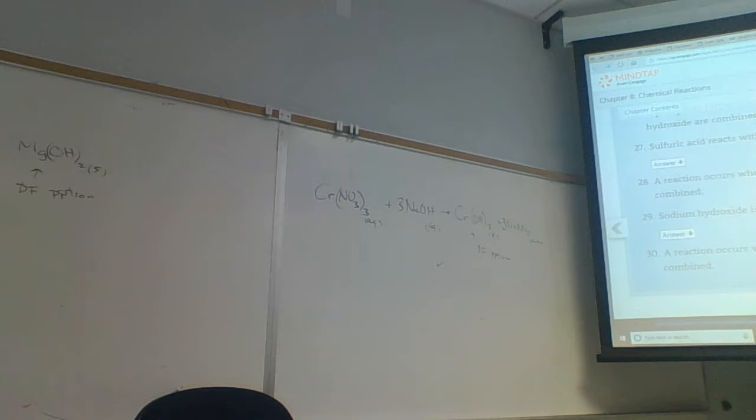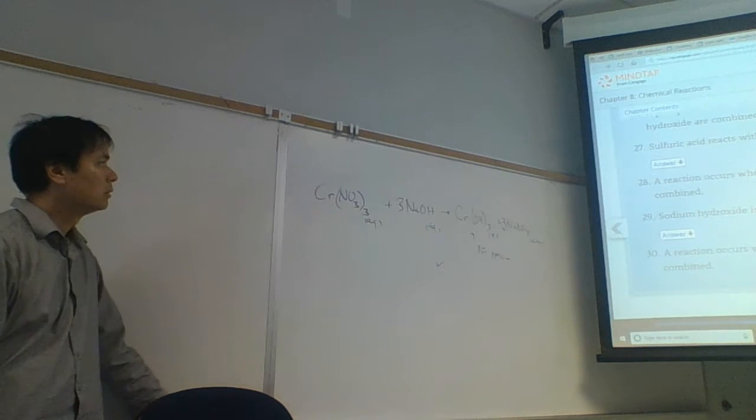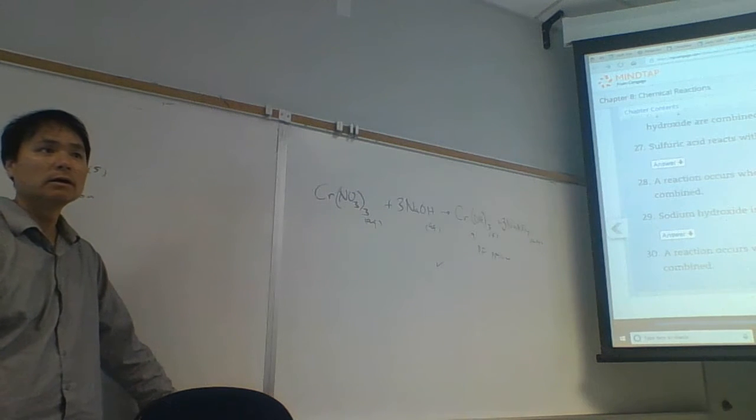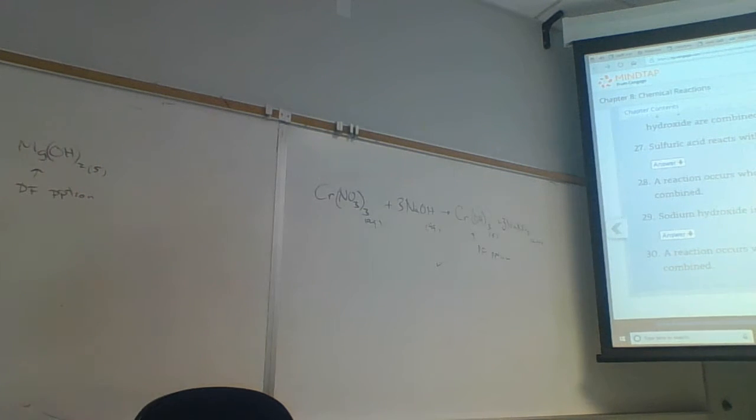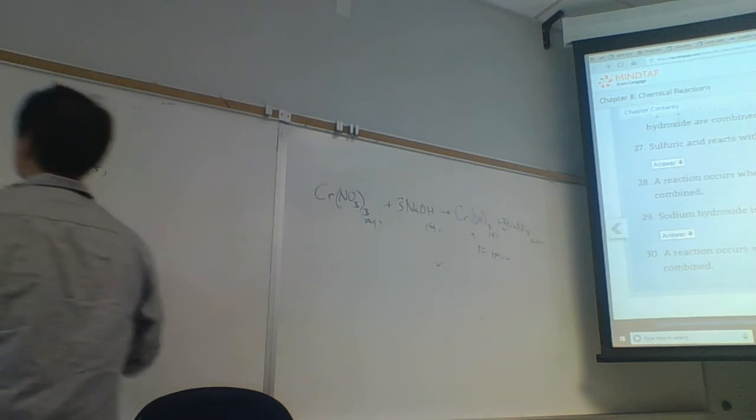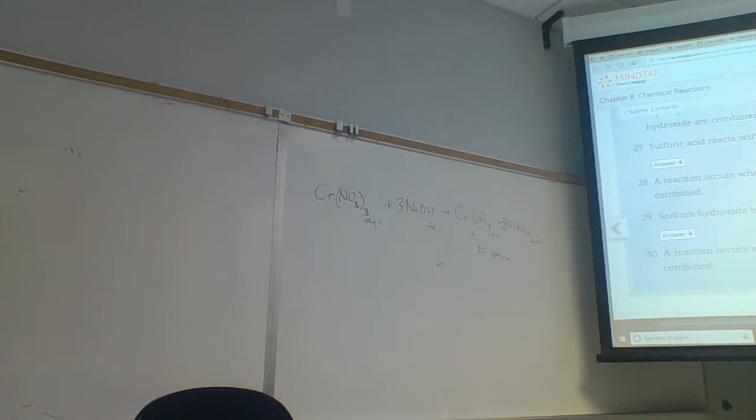27, sulfuric acid reacts with barium hydroxide solutions. Let's take a look. This one is balanced here. All right, sulfuric acid, what's the formula? H2SO4. H2SO4 is correct, sulfuric acid.